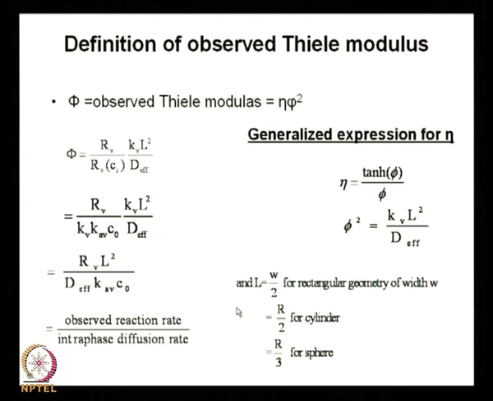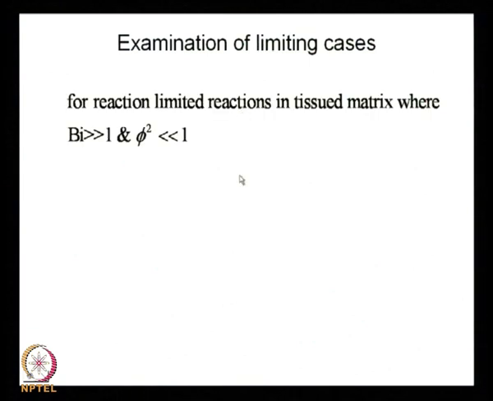Done? Okay. Now, we have looked at different cases before, and what I am going to do, with the use of this general shape normalized formula and the previous formulas, is look at limiting cases. How do limiting cases help us? Because they help us calculate the asymptotes of the system. So, the first case that we are going to look at is where the Biot number is much greater than 1 and phi square is much less than 1, or in other words the system is completely reaction limited. Okay.